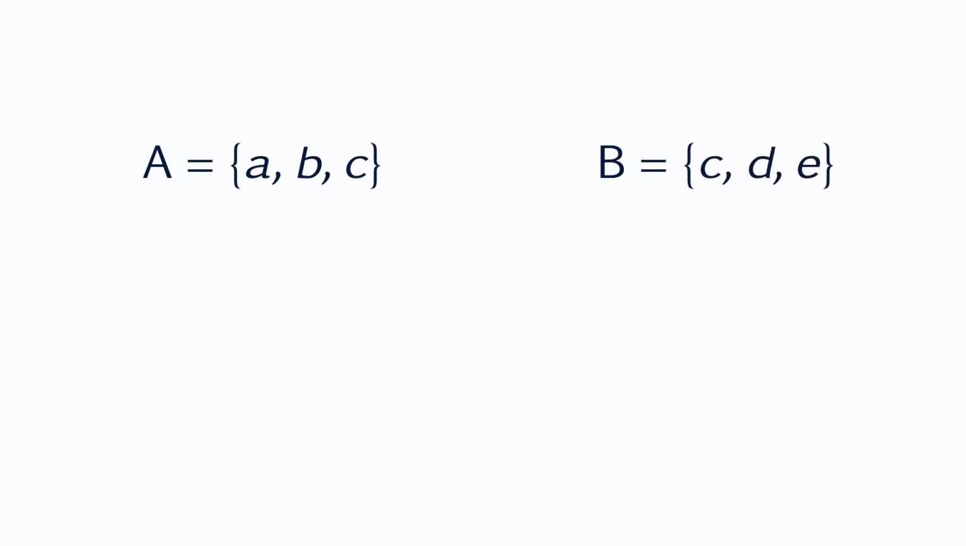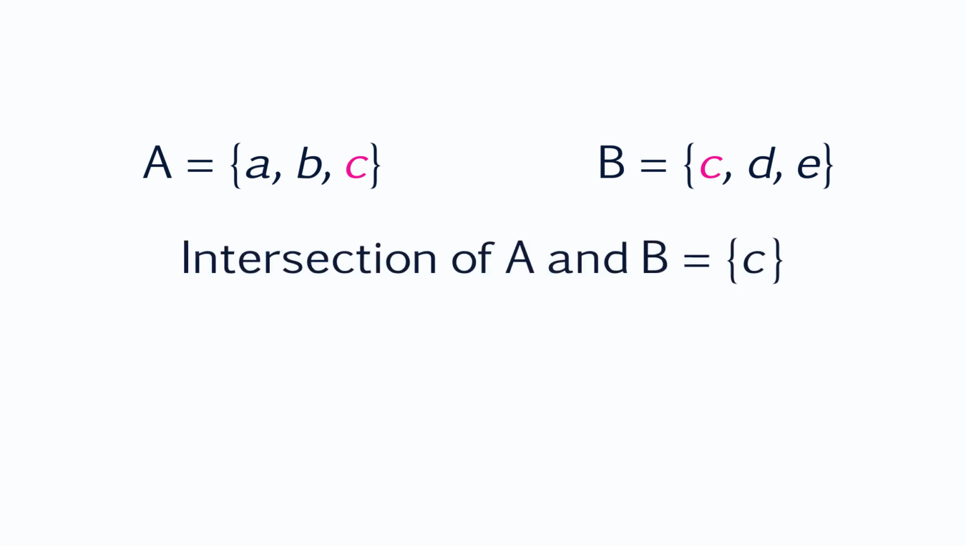For example, given the set A, which contains A, B, and C, and the set B made up of C, D, and E, then C is the element contained in both sets. The intersection of A and B is therefore C.